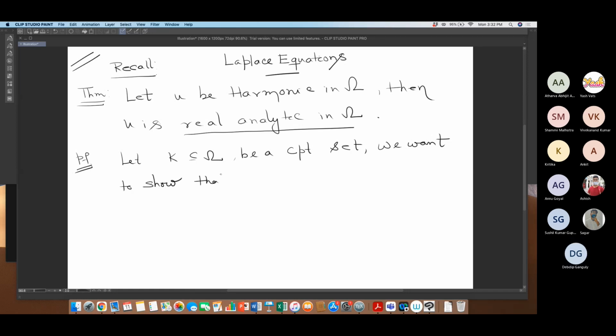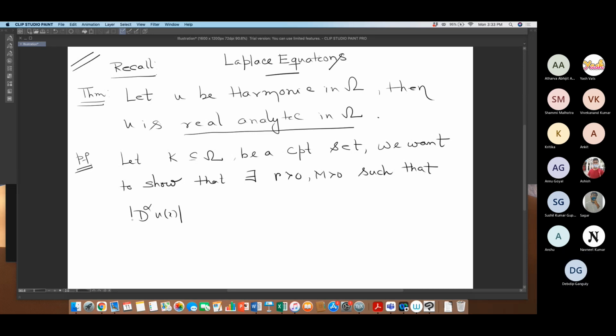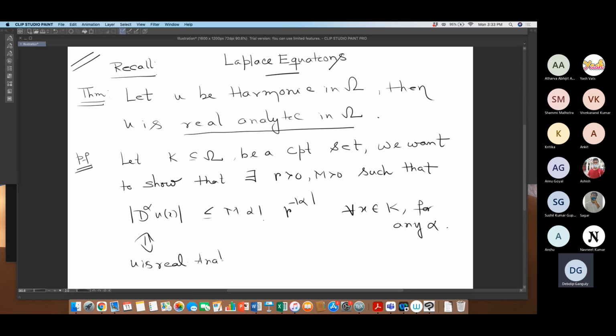We want to show that there exist R positive and M positive such that the derivative d alpha of U at x is less than M alpha factorial R to the power mod alpha, for all x in the compact set K and for any alpha. Then this will imply that U is real analytic, because this is an if and only if condition that we have already studied in chapter 2.